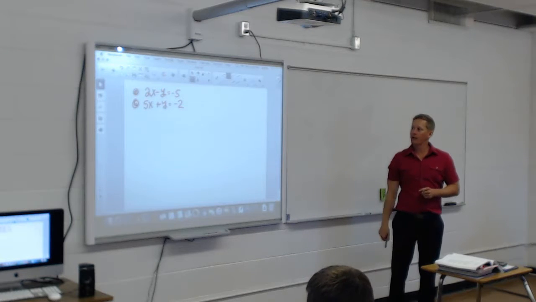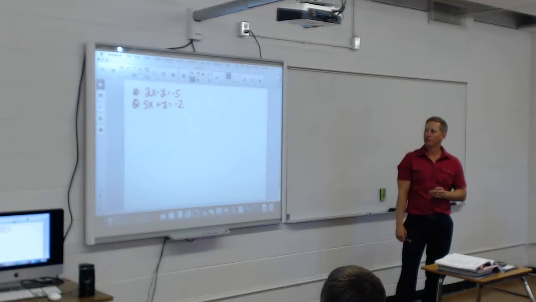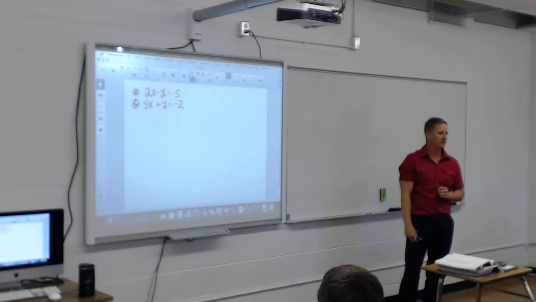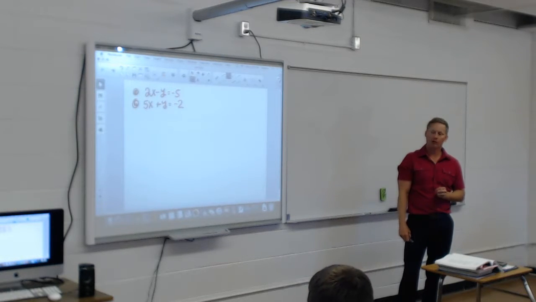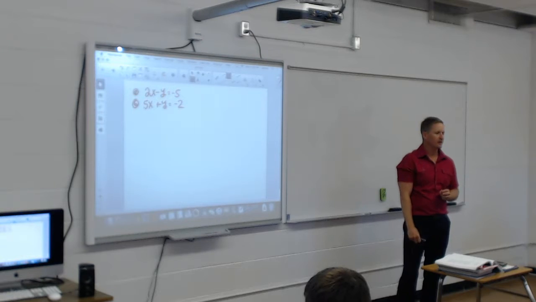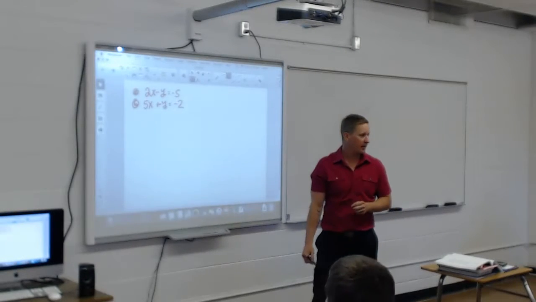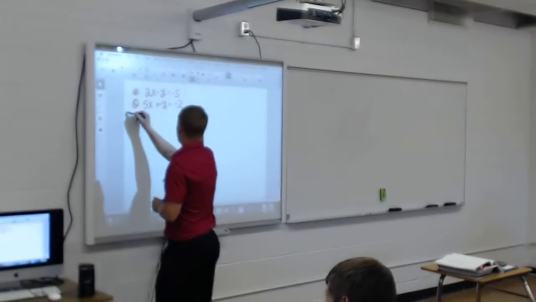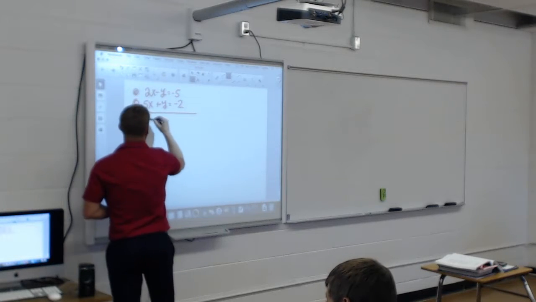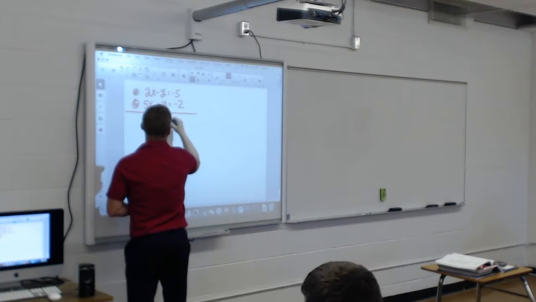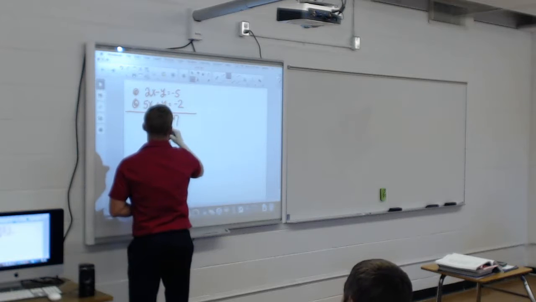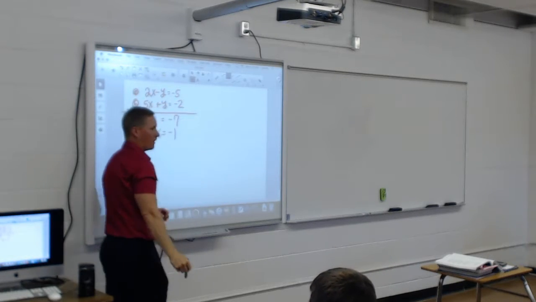Right now, in this equation, I have a 2 in front of the x and a 5 in front of the x. I have a negative 1 in front of the y and a plus 1 in front of the y. So when I add them together, they're going to cancel each other out. So all I have to do now is add these together. 7x equals negative 7, x equals negative 1.